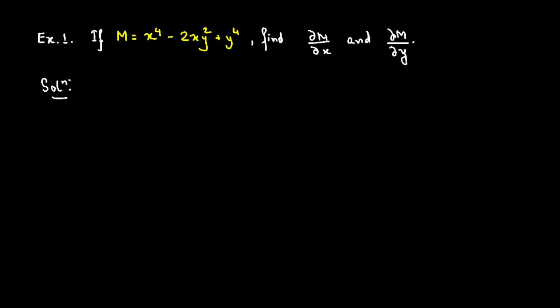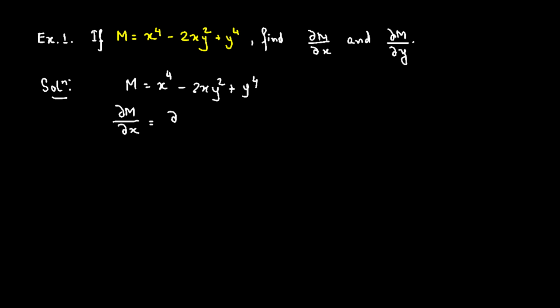If m = x^4 - 2xy^2 + y^4, then we need to determine ∂m/∂x and ∂m/∂y. So we begin by finding the partial with respect to x. So we rewrite the equation as m = x^4 - 2xy^2 + y^4. So we take the partial of each of the terms with respect to x.